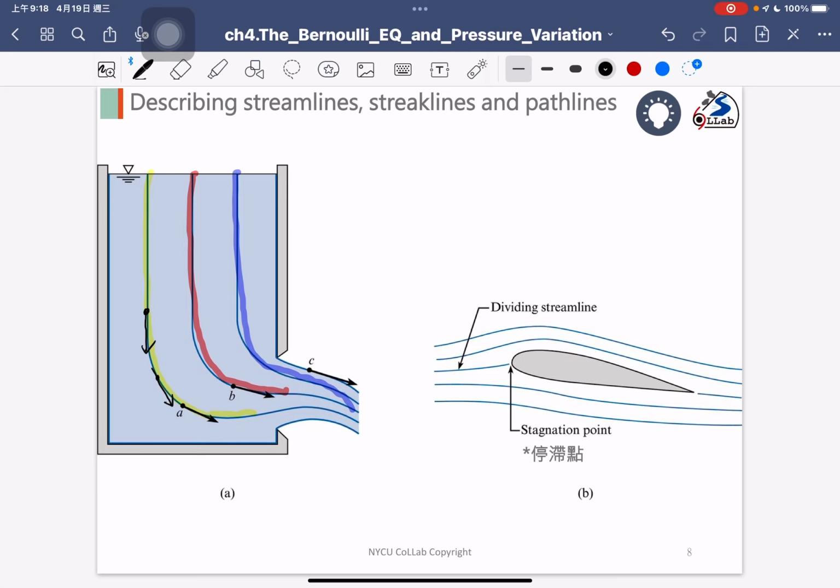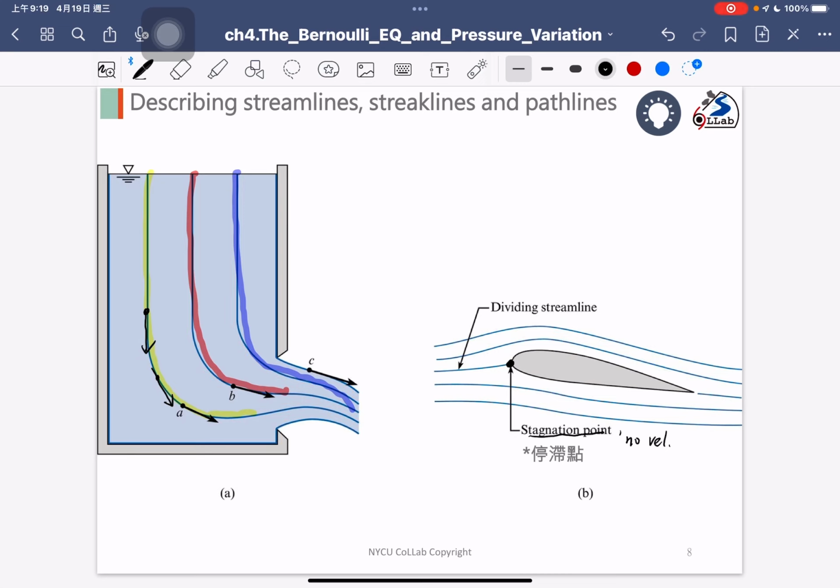Okay, so on the right hand side, I want to emphasize an important point. We always call that the stagnation point. As you can see, at that point there should be no velocity, right? Because it just stops there. So that's why we call that the stagnation point.